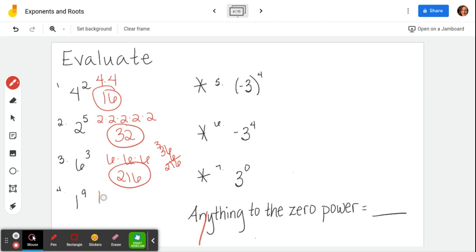It doesn't matter if I have one of them, two of them, 9,579 of them. If all I'm doing is multiplying ones, all I'm ever going to get is a 1.